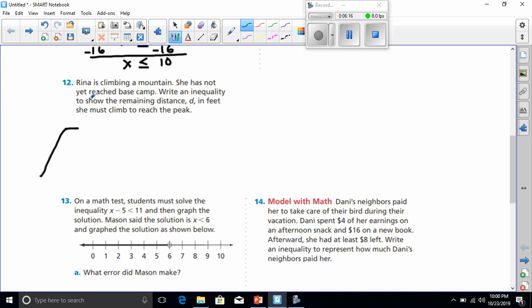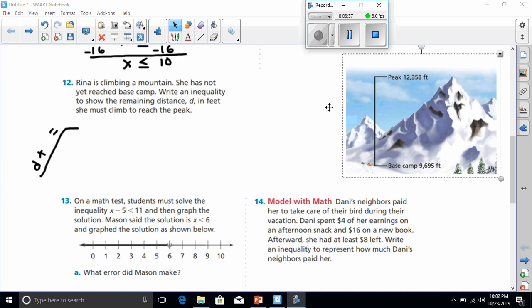What inequality would show the remaining distance in feet? The distance is going to be d, we'll call it, and we have to know what we're adding that to and how far it is to the camp. And there's probably a picture here that's missing, so I'm going to go find it.